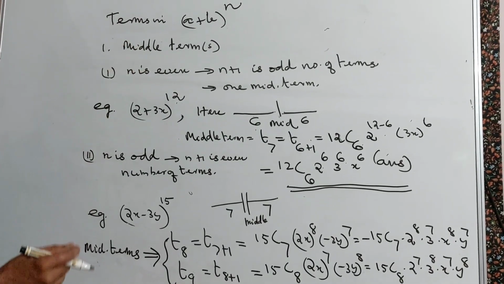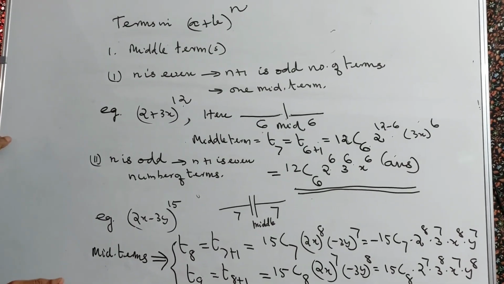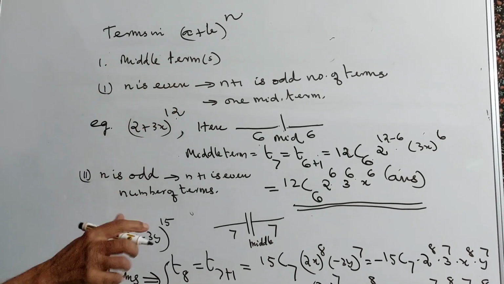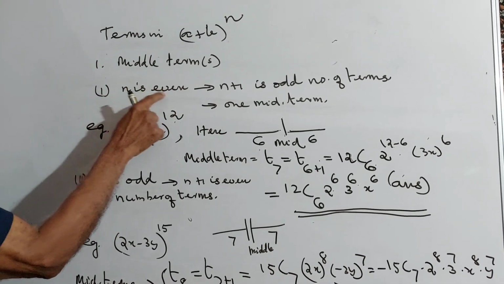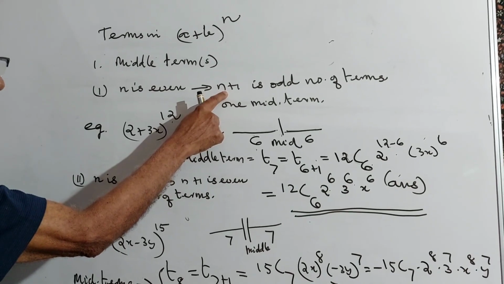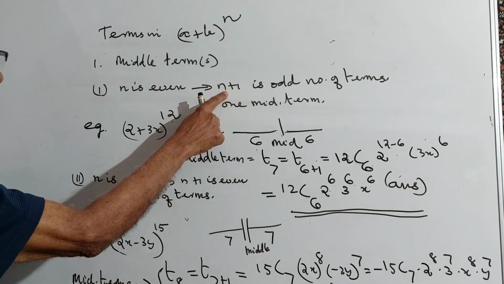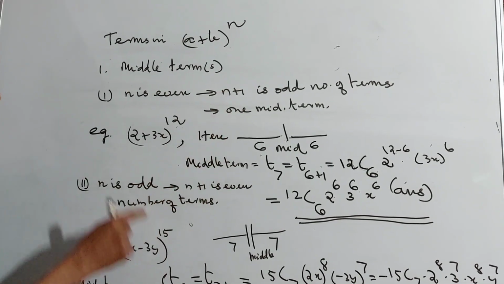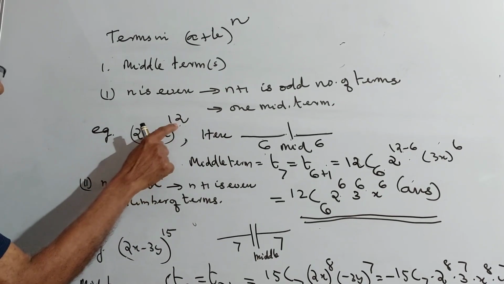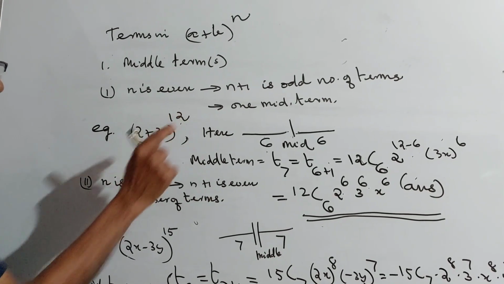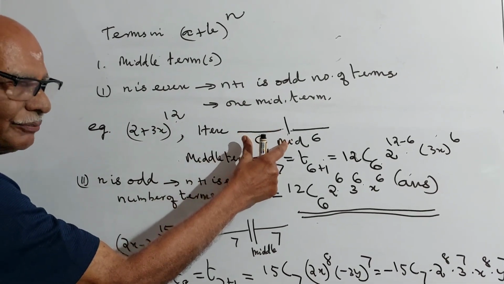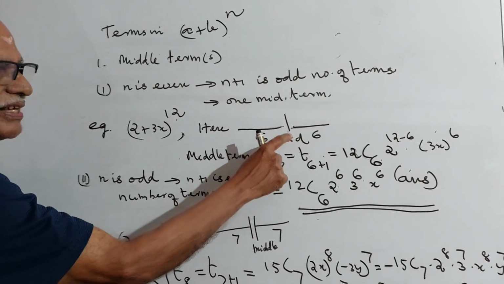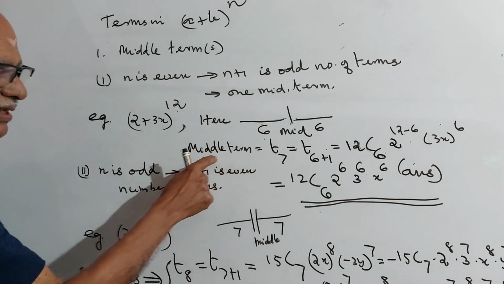Terms in the expansion of (a plus b) the whole raised to n. We are looking for the middle term or middle terms. Case 1, when n is even, there are n plus 1 terms. So n plus 1 is an odd number of terms. That means there is only one middle term. For example, (2 plus 3x) the whole raised to 12. There are 13 terms. So 6 terms come before the middle term and 6 terms come after the middle term. So we see the 7th term, T7, is the middle term.